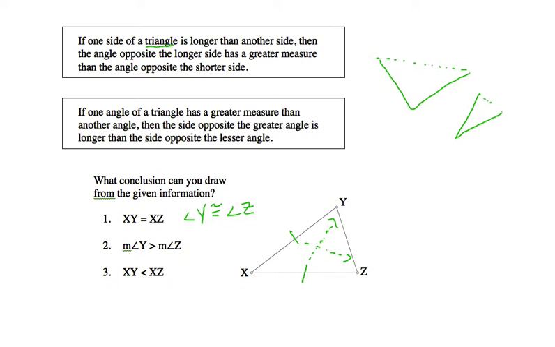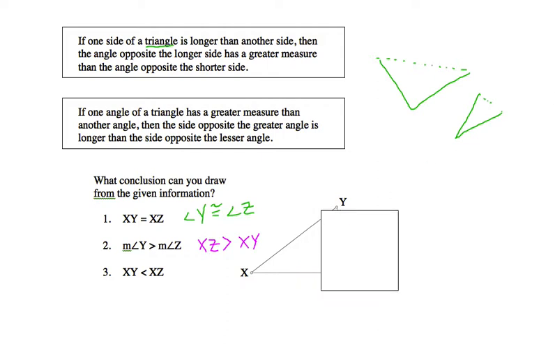This we've been doing before. Now we're going to step back and say, well, what if they're not equal? What could you still conclude? So for number 2, if the measure of angle Y is bigger or greater than the measure of angle Z, what can I tell you? Well, the side opposite of angle Y is XZ, and the side opposite of angle Z is XY. So if Y is the bigger angle, then its side XZ should be bigger than the side opposite Z, which is XY. And that's all those theorems really say.